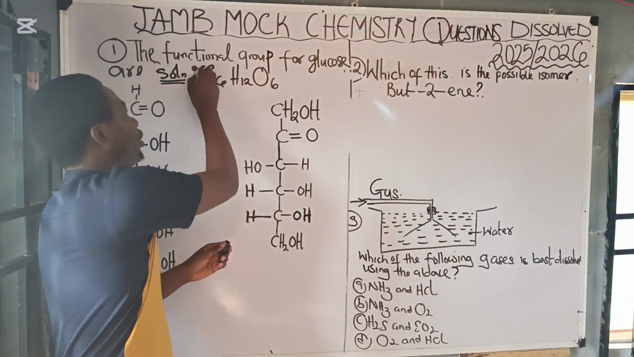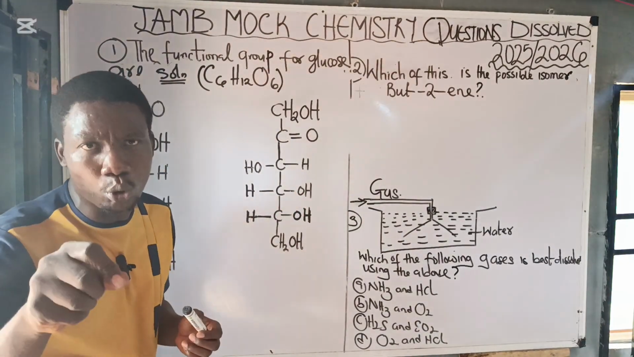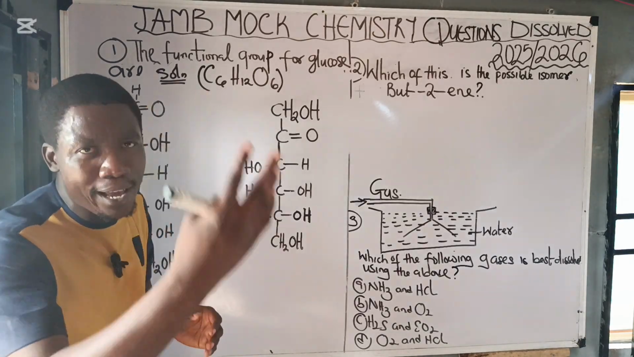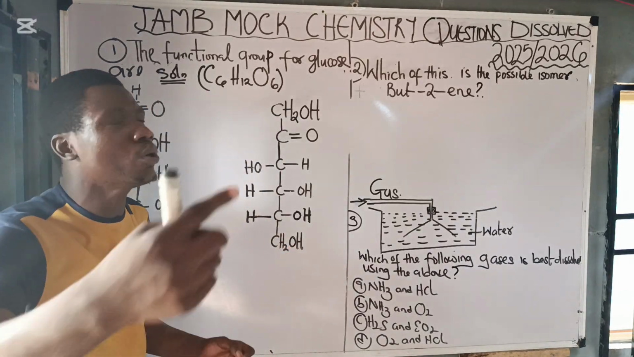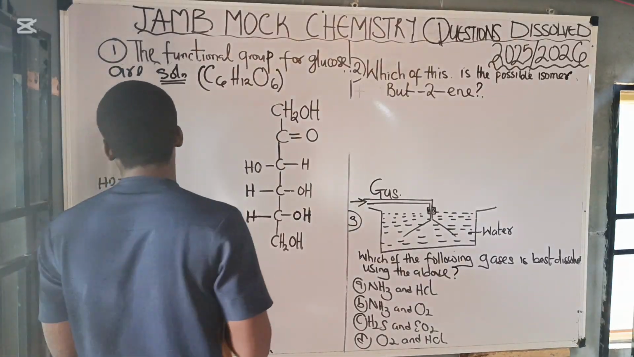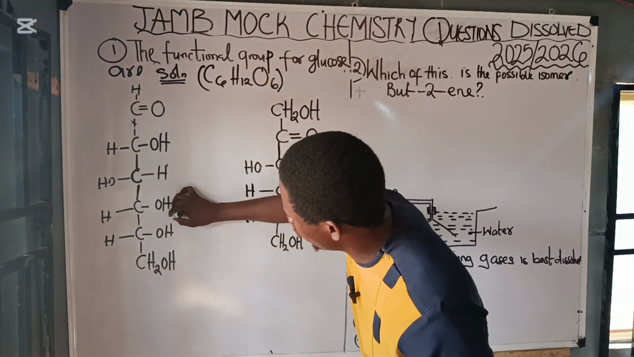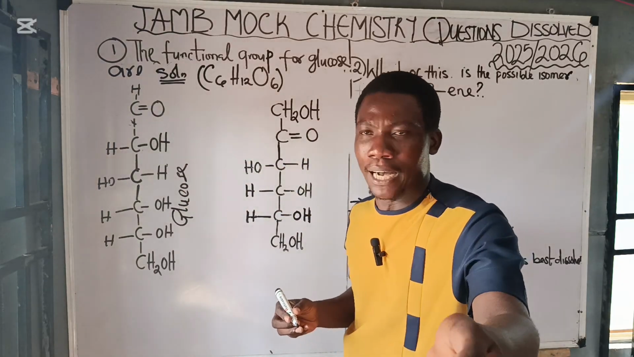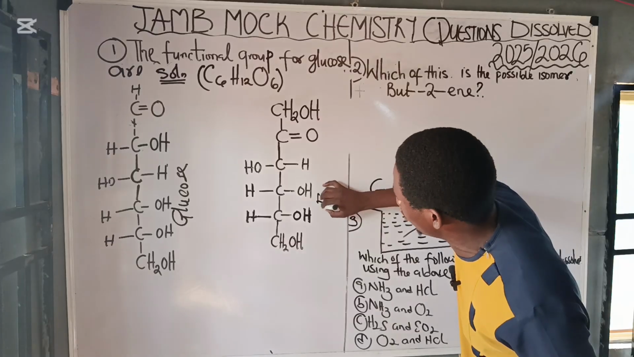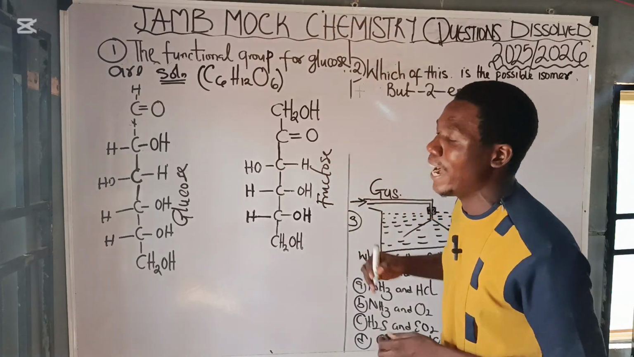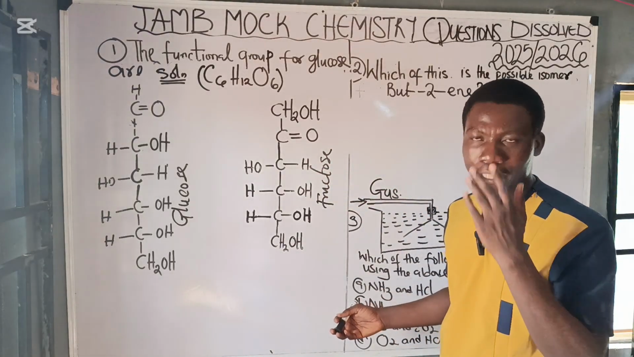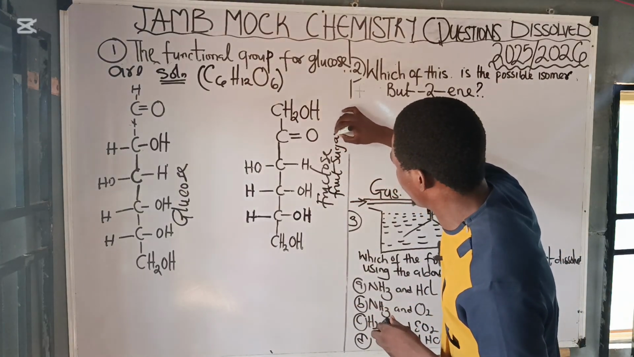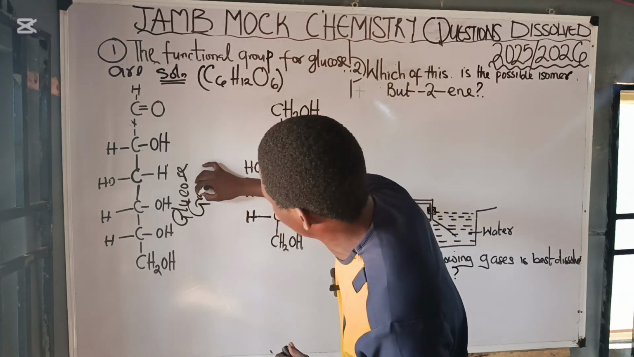Now, if you have to determine the functional group for glucose, it will be important for us to look at the structure for glucose and then compare it to that of fructose. Now, look at the board. You see a structure here. This structure here is the structure for glucose. Take note of that, which is called grape sugar. While this structure here is the structure for fructose, which is known as fruit sugar.